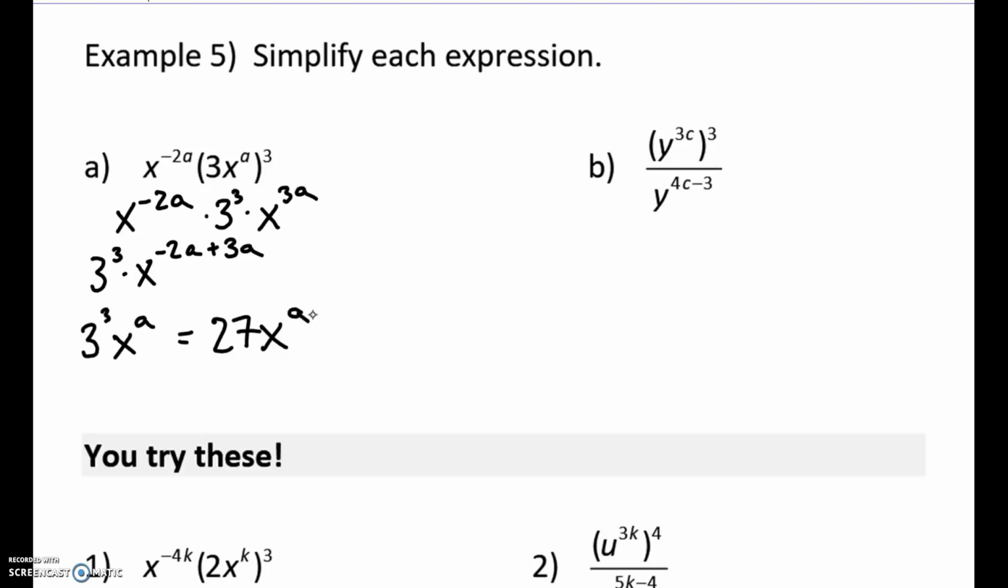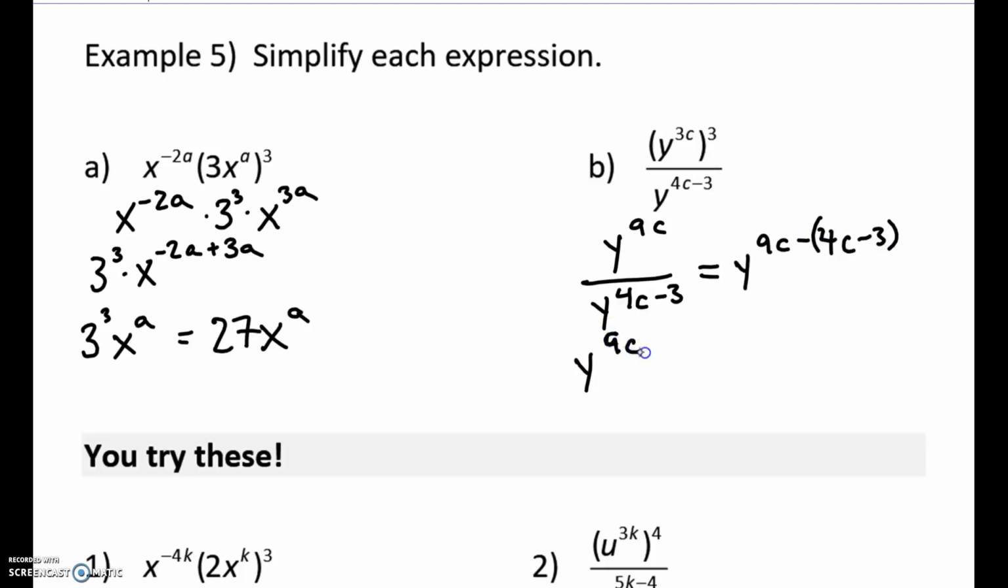This next guy, I'm going to distribute in that 3. I get y to the 3 times 3c, which is 9c, over y to the 4c minus 3. I'm now going to use my quotient property to do y to the 9c minus the quantity 4c minus 3, which is y to the 9c minus 4c plus 3, or y to the 5c plus 3, and that would be my answer there.